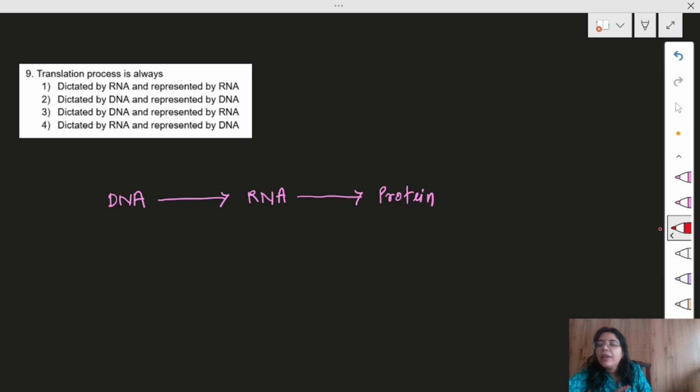Dictated by DNA but represented by RNA. Understood? Okay, information to make the protein is represented by RNA, but RNA is getting that information from where? When the DNA is dictating that information, right? Information from DNA is copied into RNA. Then this RNA will be making protein.